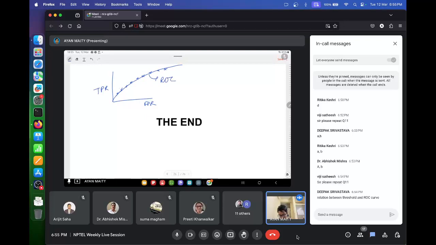For different classification thresholds, this is for one classification threshold theta 1, this is for another classification threshold theta 2, this is for another classification threshold theta 3. Like this, for different classification threshold values, you plot those points on the 2D plane and then join them to get this ROC curve.